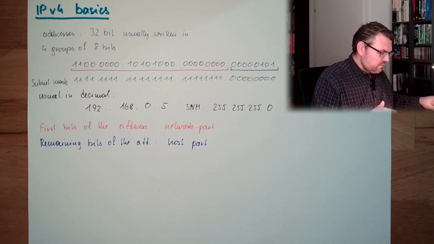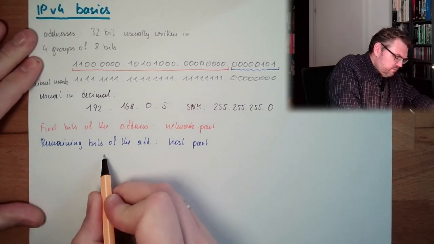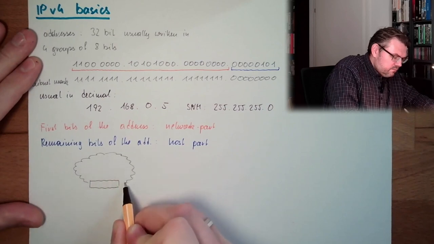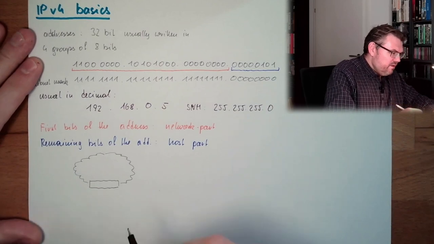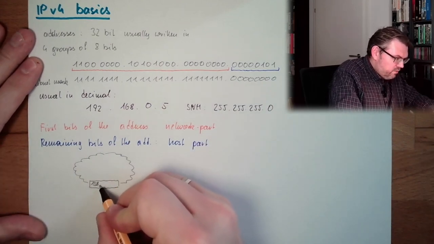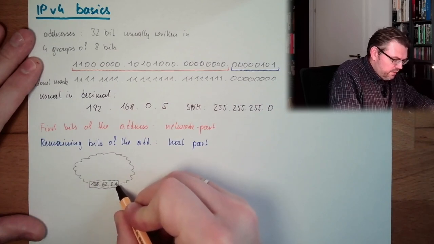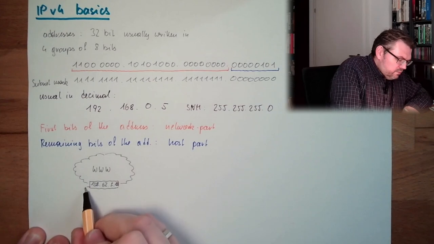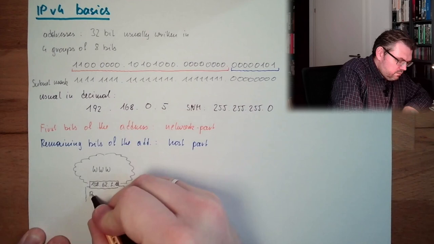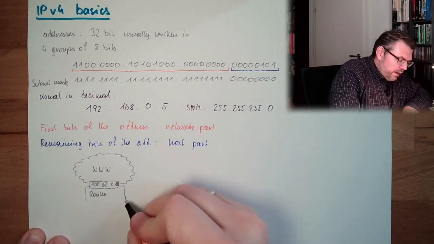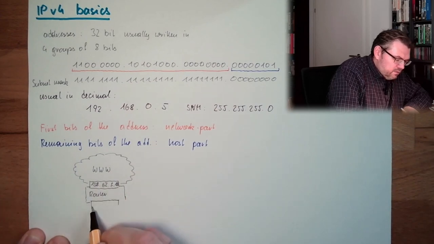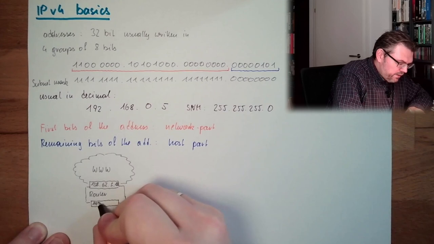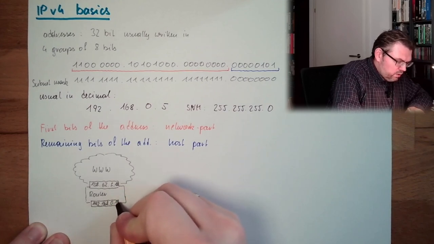Let's make an example. Let's say we have somewhere the internet. That's the internet. The internet is always a cloud, and this is our connection to the internet. And we have here an IP address, 138.62.3.18. This is the World Wide Web. Right? And there's the router. And this router has a second connection to another network. It's a local area network at home, for instance, and it has here the address 192.168.0.1. It's a usual address.